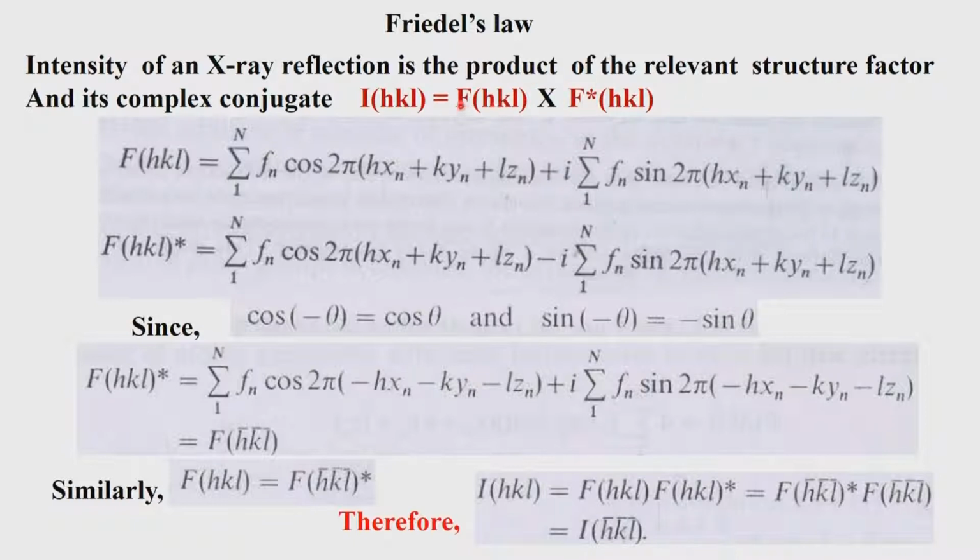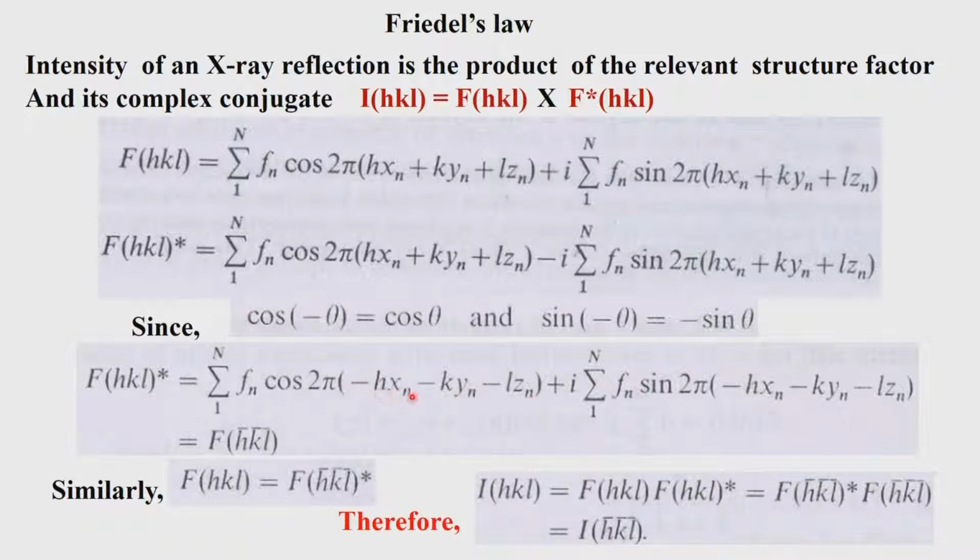And therefore this expression can be considered like this, since cosine of minus theta is equal to cos theta, and sine of minus theta is minus sine theta. If you substitute, you get F of HKL star as equal to the sum over 1 to n of f_n cosine 2 pi of minus h x_n minus k y_n minus l z_n.